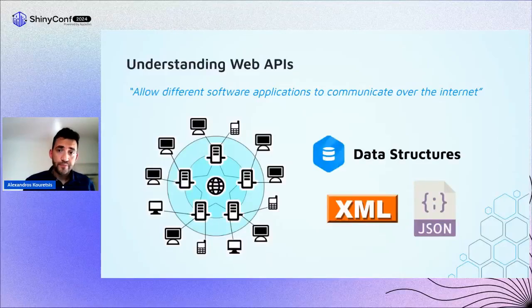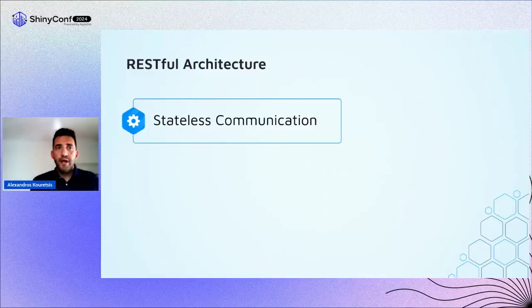And we have, of course, data that is exchanged, and the most common data structures that you will see are XML and JSON. And when we build web APIs, we usually follow what we call the RESTful architecture. This means that we have stateless communication. I think it is the most important point. Whenever you do an API call or a request, the API has no memory of any previous actions that you have done. This has proven quite efficient when you want to scale, and it is very easy to maintain.